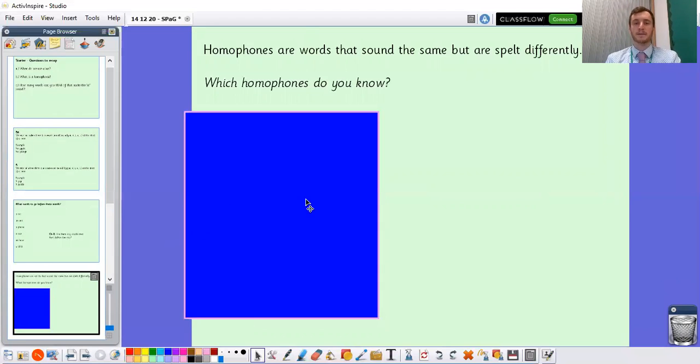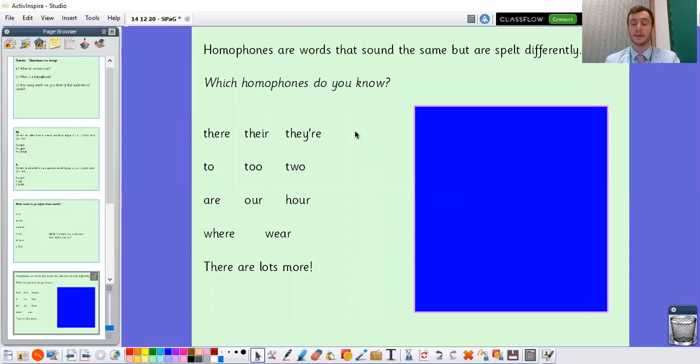Let's go through some together. So we have some of the main ones: there, and there. This one can be used for direction, maybe over there. This one can be belonging, their toy. This one can be short for they are. They're going to the park.